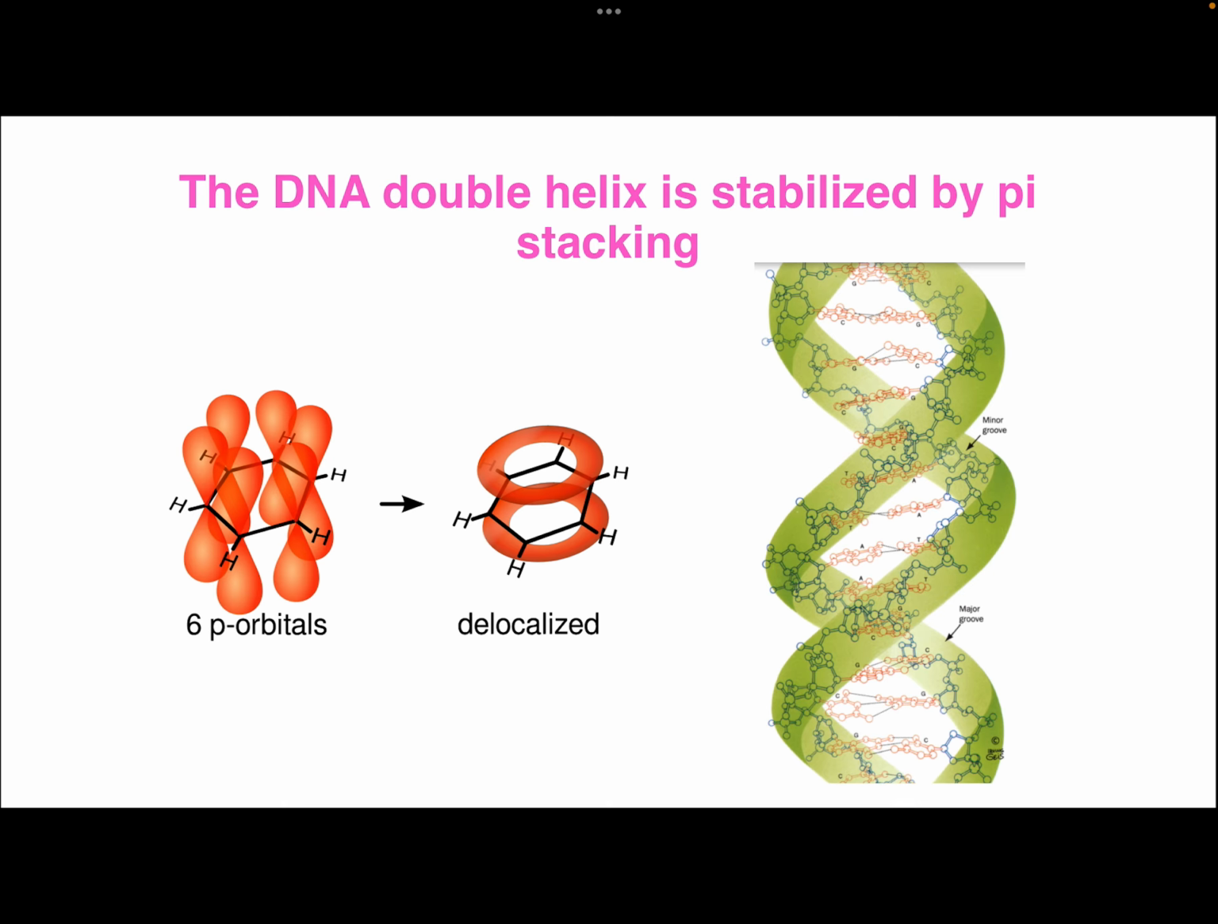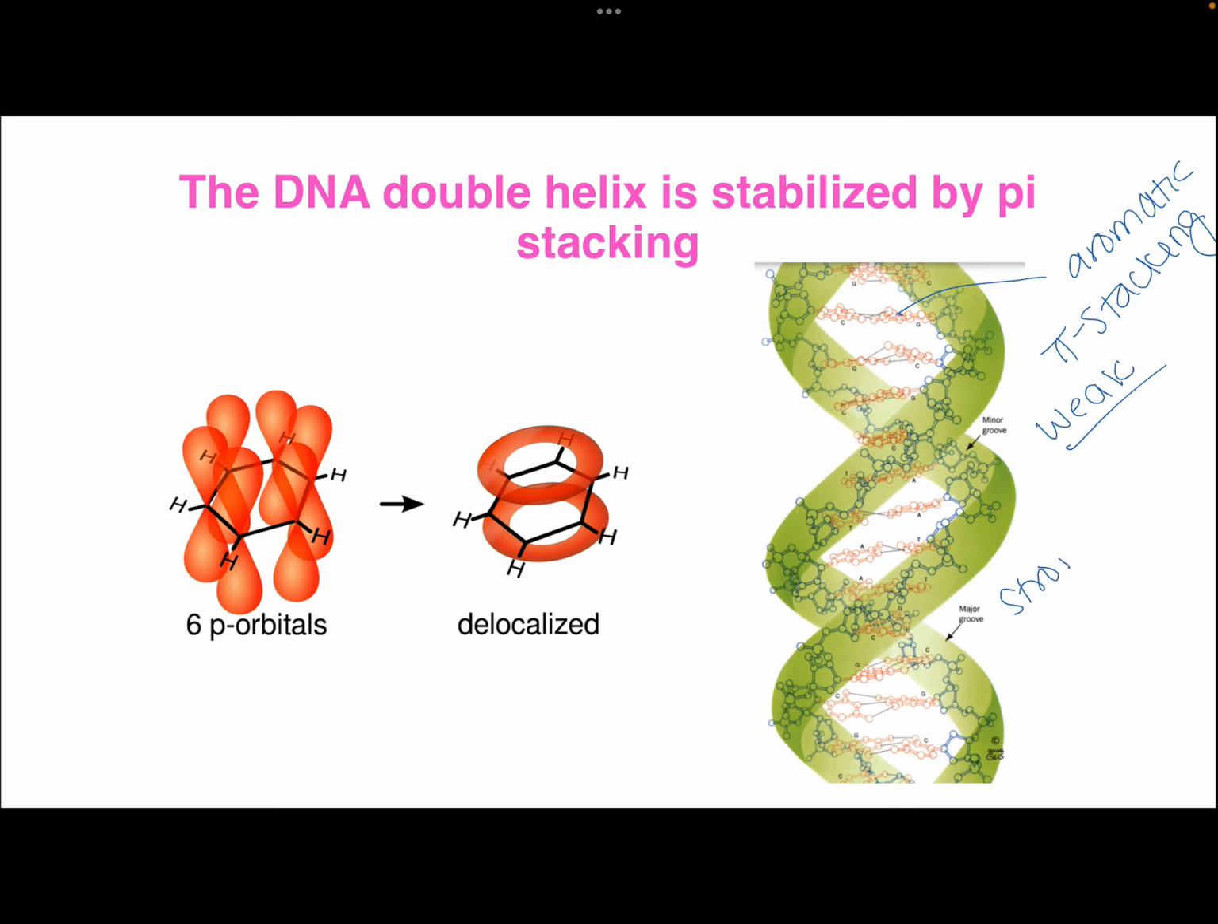And to think about this, we have to remember that all of our bases are aromatic. So they all have these delocalized electrons that can contribute to pi stacking. And pi stacking is a weak interaction by itself. Like if we only had one of them, that would be a pretty weak interaction. But we have thousands of base pairs in our DNA molecule. So when you put all of these pi stacking interactions together, they become quite strong.